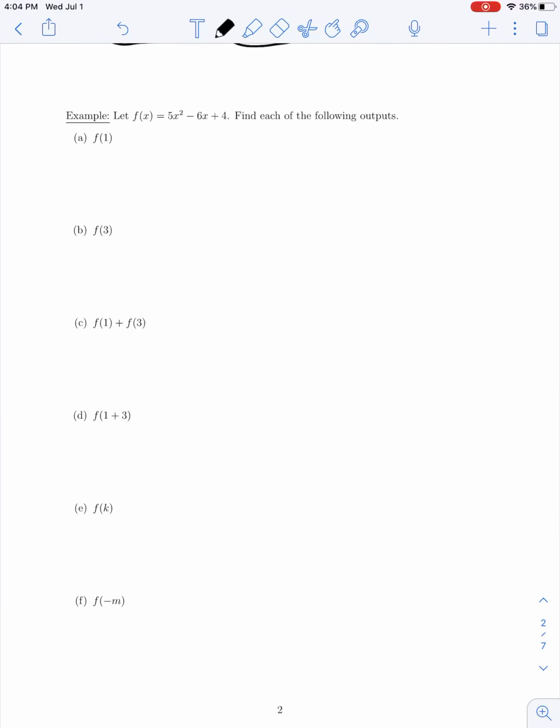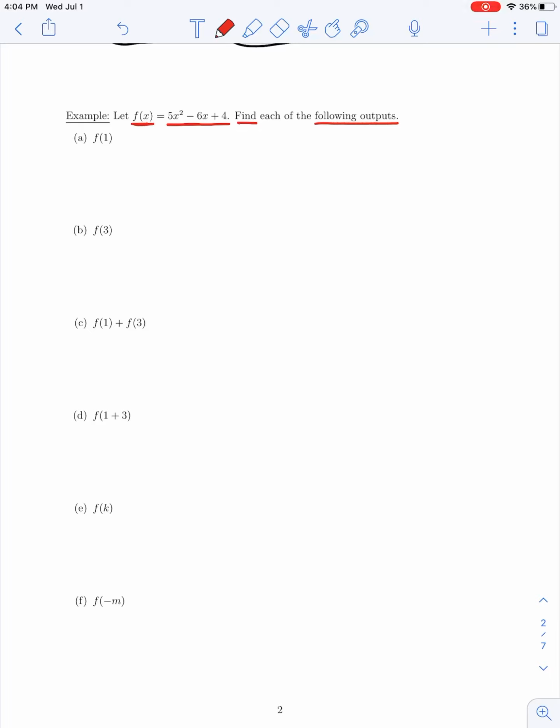Now, to work a little bit with functions, we're often going to be asked to evaluate a function at some specific number. So let's look at an example of this. Let's suppose that the function f of x is defined as 5 times x squared minus 6x plus 4. And for this function, we're asked to find each of the following outputs.